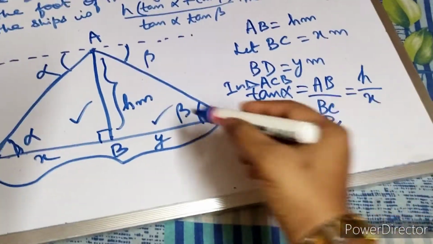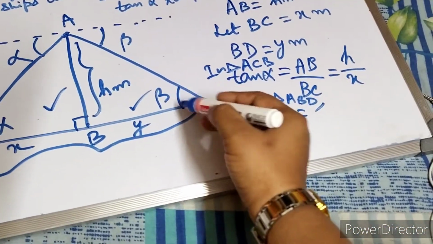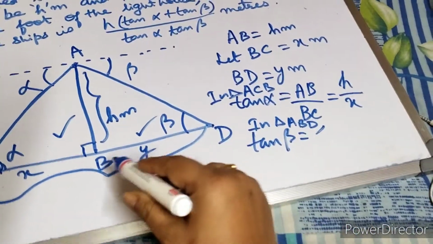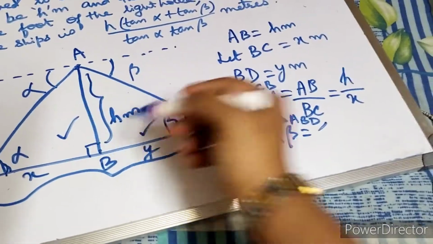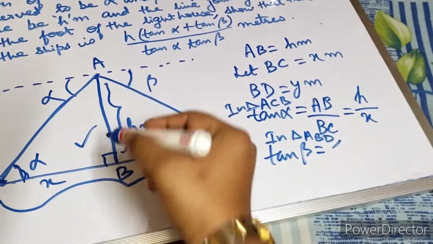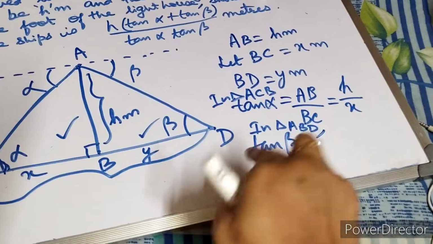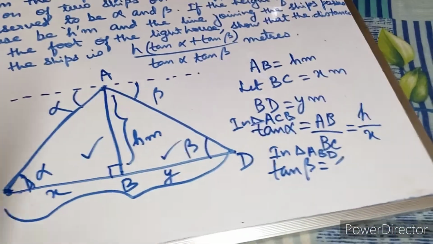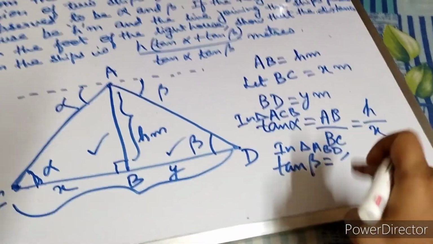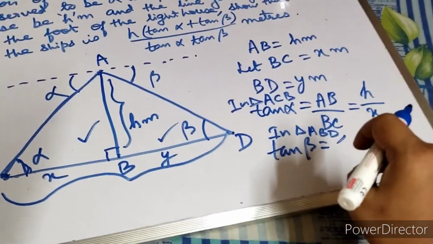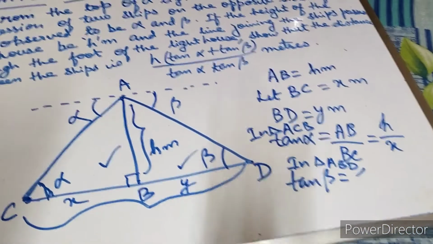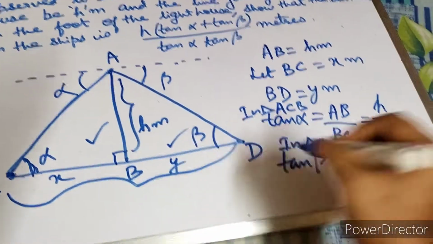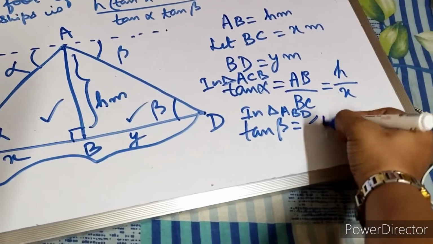So in ABD, what will be tan beta? If this is beta, this is the hypotenuse, and the side next to the hypotenuse is the base. So BD is the base and this is the height. Tan beta means perpendicular by base. Why are we taking tan? Because we only know H and Y, we don't need the hypotenuse. You should know which side to consider for each ratio. So tan beta means perpendicular by base, that is AB by BD.